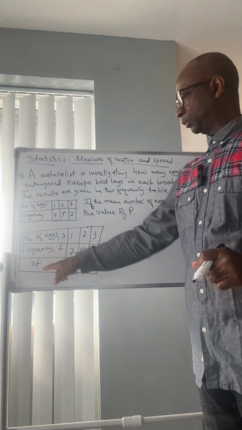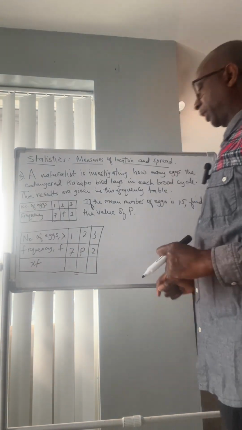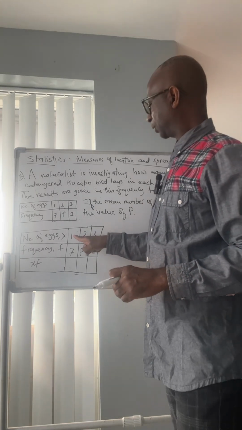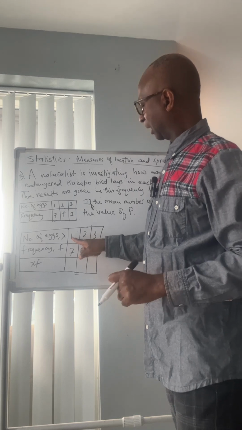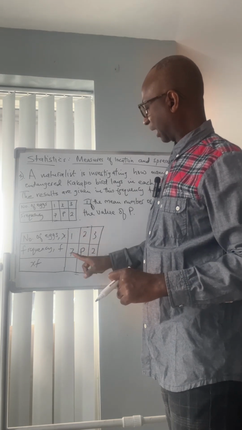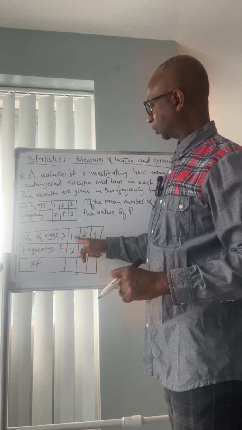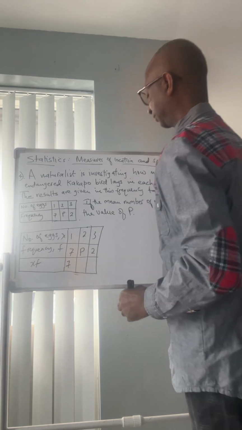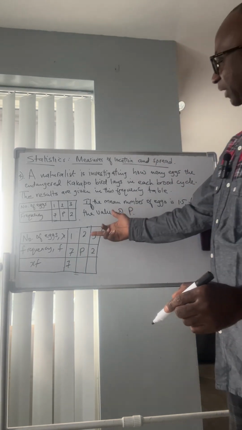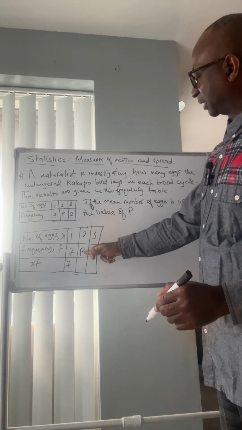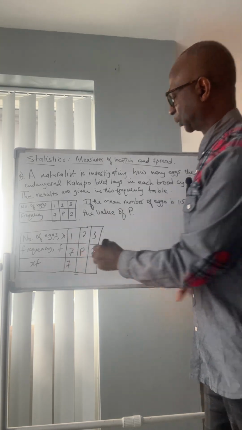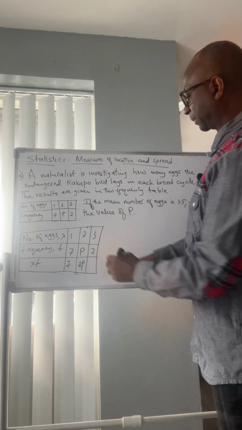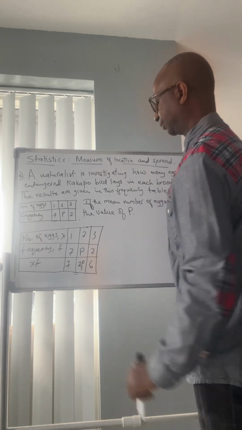So why do we need this table? We'll soon find out why we need this extra row. Because we are asked to find the mean, we need to know, if the number of eggs is 1 and the frequency is 7, what is the product of these two? This will give you 7 here. If the number of eggs is 2 and the frequency is P, what is xf? You multiply these two, so you get 2P. And this one again, you multiply 3 by 2, you get 6.